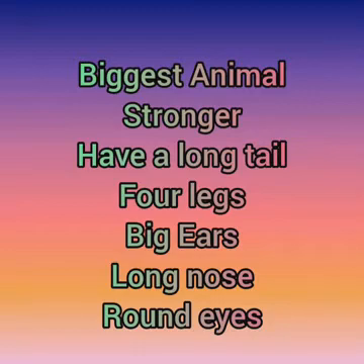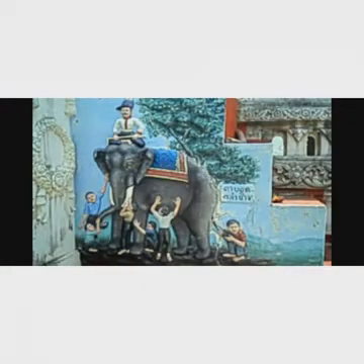It is stronger than any animal, and it has a long tail, it has 4 legs, and it has big ears, a long nose and round eyes. Lots of things you will say, right? Okay, if you are asked to describe an elephant to a blind man, how will you explain? What all things will you explain?